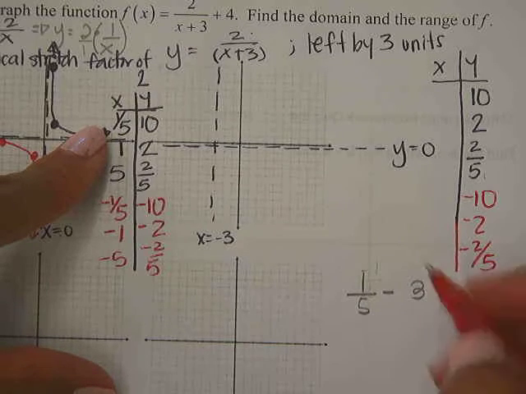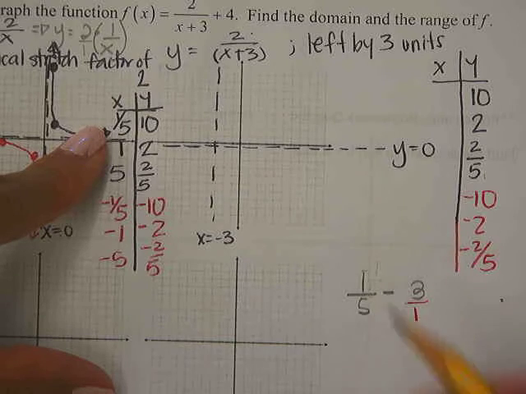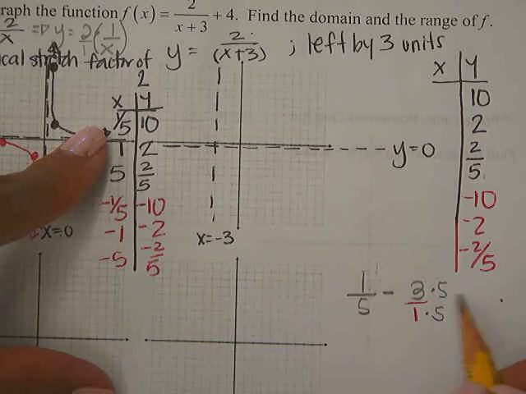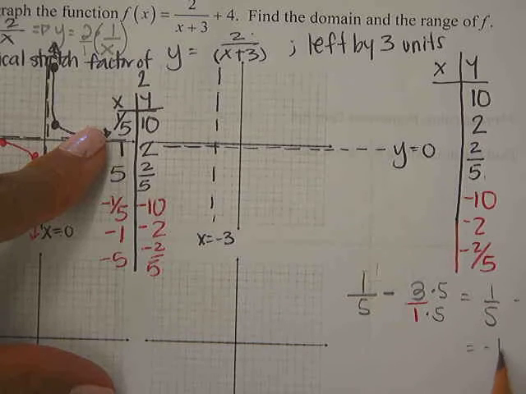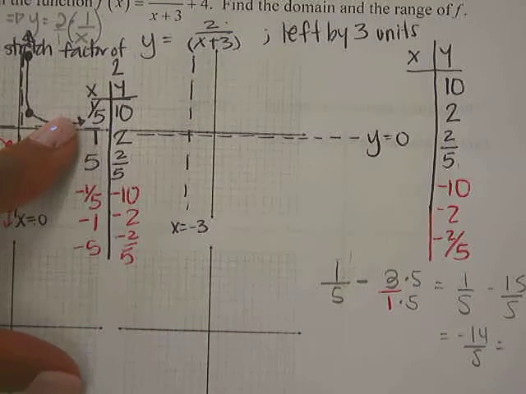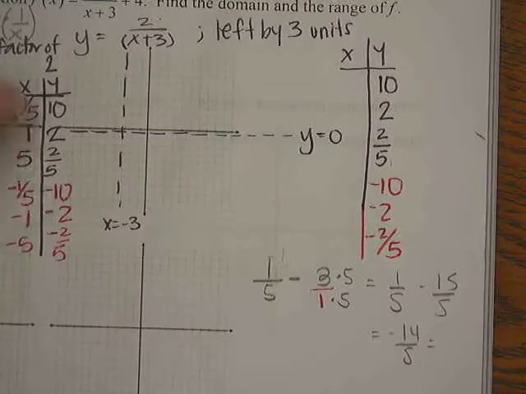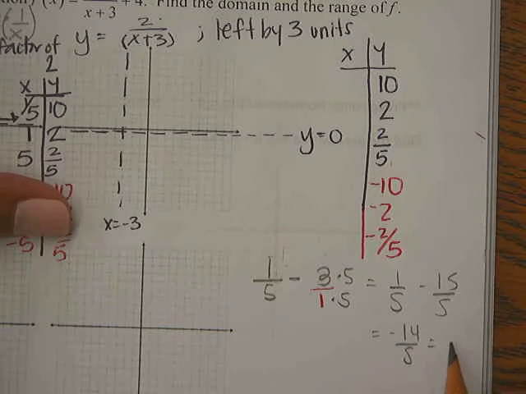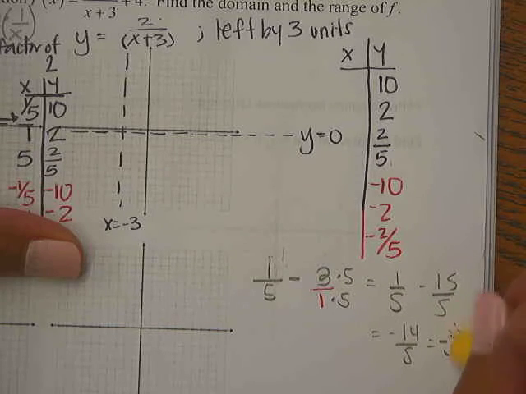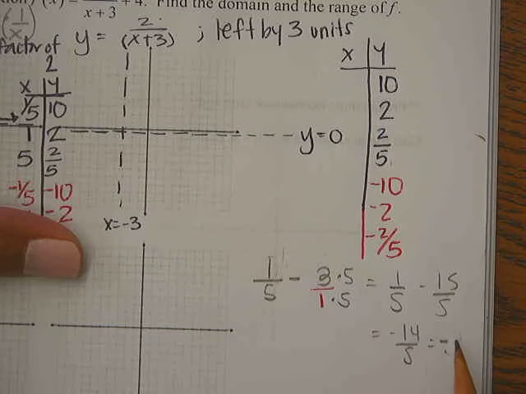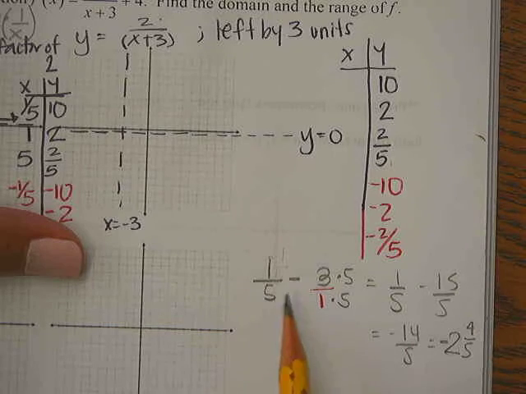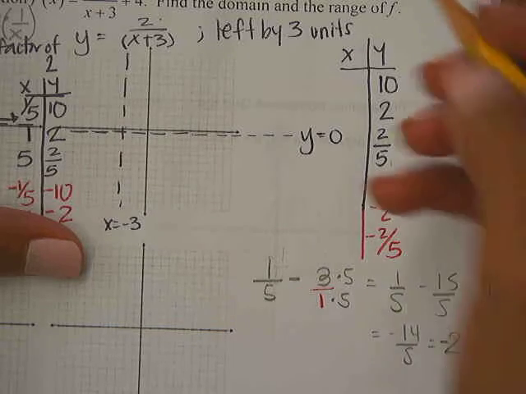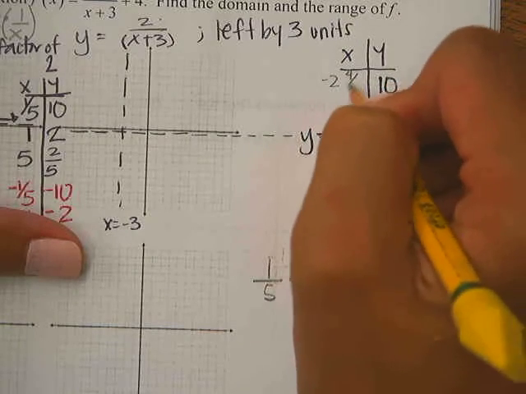Common denominator tells me that used to be a 1, but I'm going to go in and multiply this by 5. What I multiply to the bottom, I also have to do the same. So this is now 5/5. Take away 15 over 5, which is really negative 14 over 5, which in mixed number is, let me move it over so you can see, negative 2, and the remainder is 4 over 5. So 1/5 take away 3 is going to be negative 2 and 4/5.